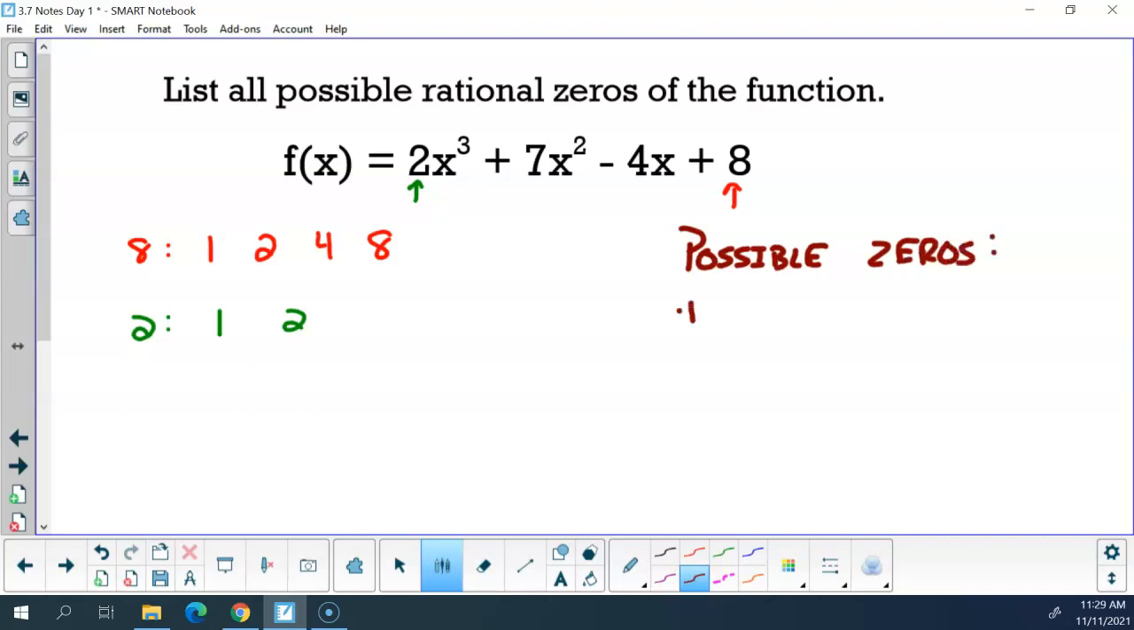I got plus or minus 1, plus or minus 2, plus or minus 4, plus or minus 8. Agree with that? That's if I take all the red numbers and I divide them by 1. If I take all the red numbers and I now divide them by 2, I get 1 divided by 2 is 1/2. 2 divided by 2 is? Already have it. 4 divided by 2 is? Already have it. 8 divided by 2 is? Already have it. So there's my list.